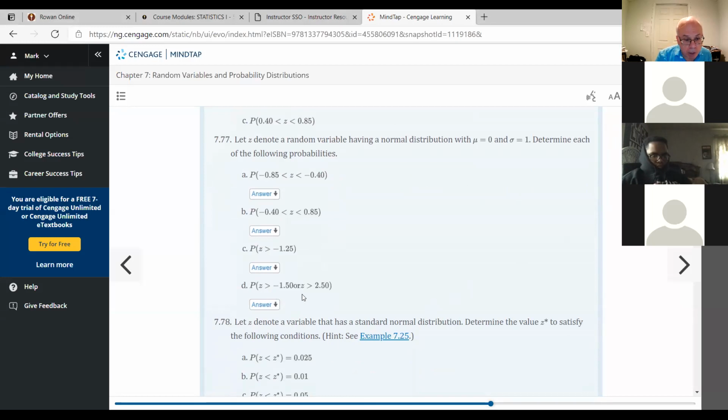This is incorrect the way it's typed in here. It should say Z is less than negative 1.5. That's what the book says. It says greater than here. I don't know if I can edit it, but I can't.